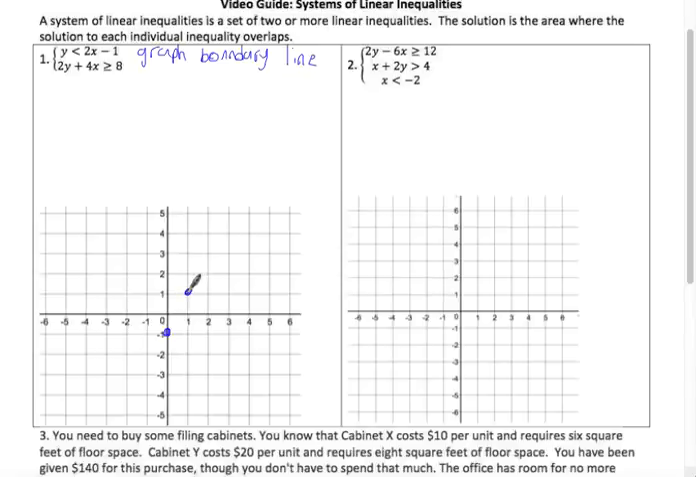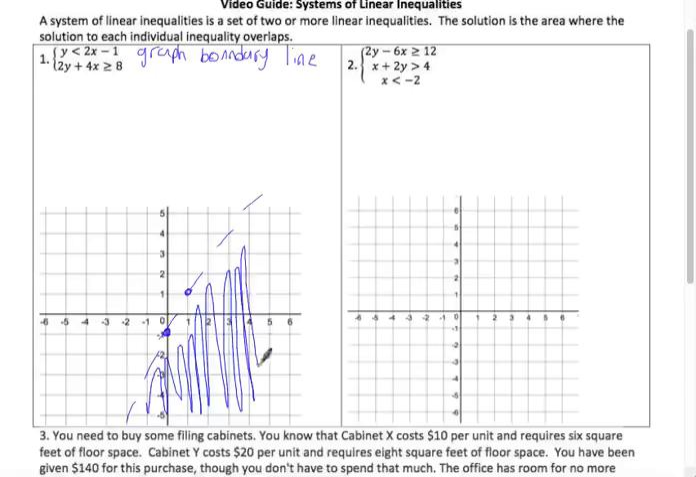Since we have y is less than 2x minus 1, this is less than but not equal to, that means we're going to use a dotted line, because it's saying we're not including this line as our solution. Sorry, my line is not very straight. And then since it's less than, we're going to shade all of the parts that are below the dotted line. So everything down here is a solution to the first inequality.